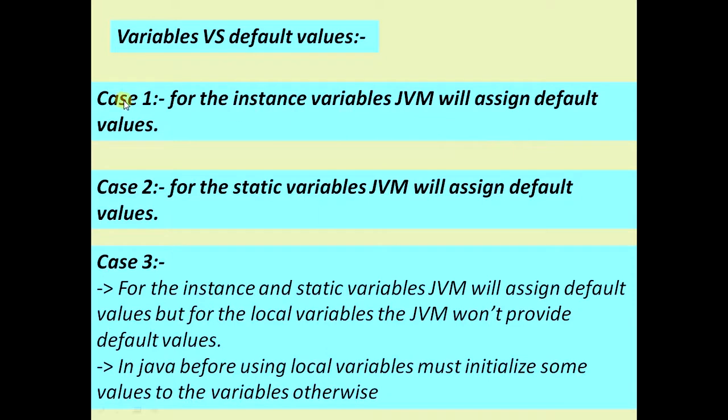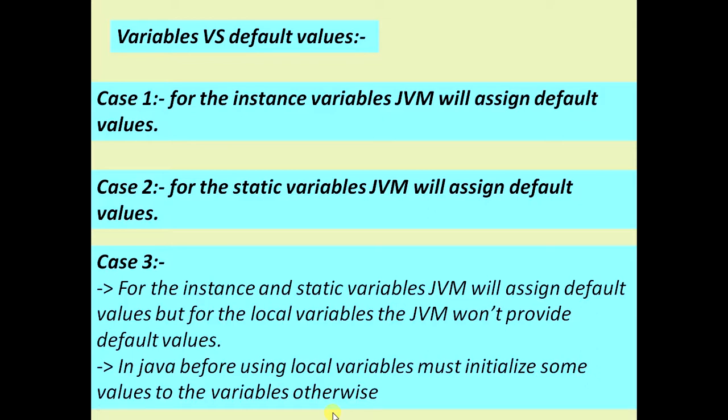See, for the instance variables, JVM will assign default values. JVM means Java Virtual Machine. It will provide the runtime environment for the execution of the Java code. For the static variables, JVM will assign default values. See, for the instance and static variables, JVM will assign default values. But for the local variables, the JVM won't provide default values. In Java, before using local variables, we must initialize some values to the variables, otherwise it will generate the error.